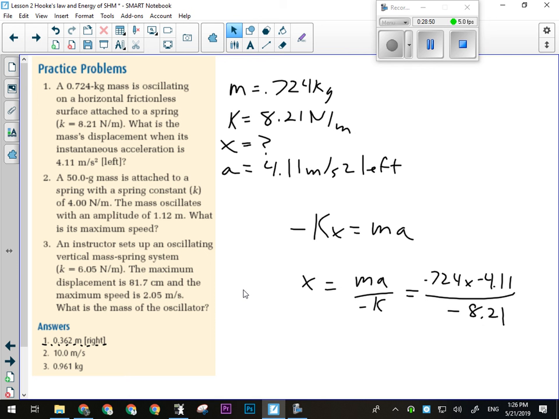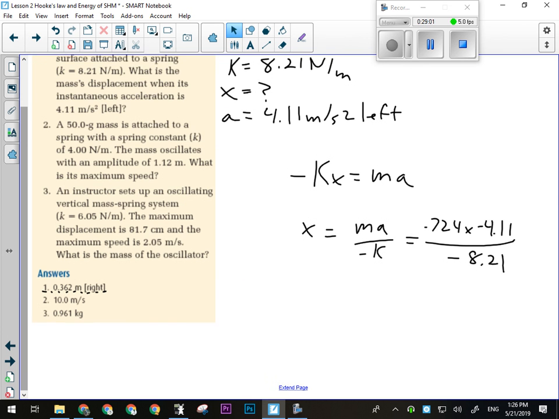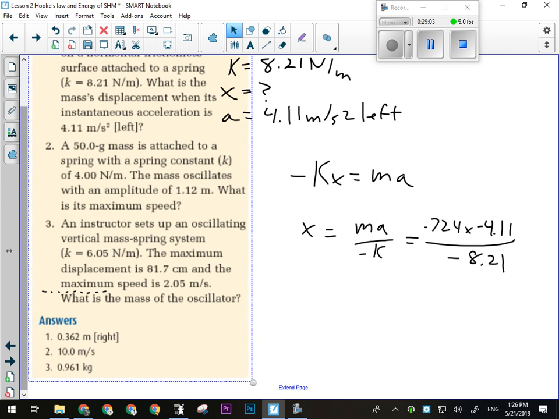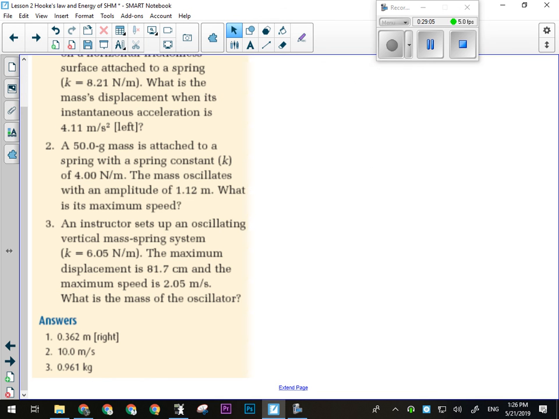Now, number two is a law of conservation of energy question. I want you guys to try that one, see how you do, then we'll walk through it together. It's an E_i equals E_f kind of situation. I'm going to give you a few minutes on number two, and then we'll walk through it together.